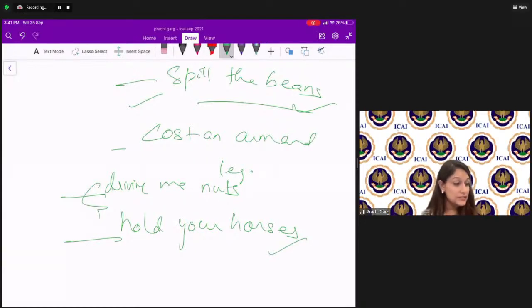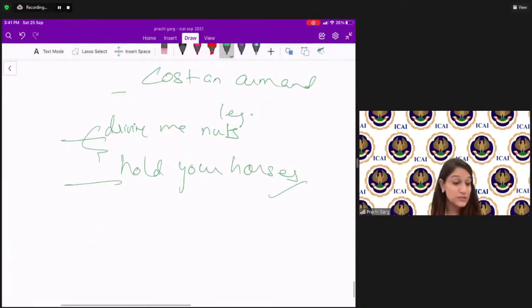You can use idioms for your article writing, for your presentations, for your boardroom discussions. It shows that you have a good command over language.